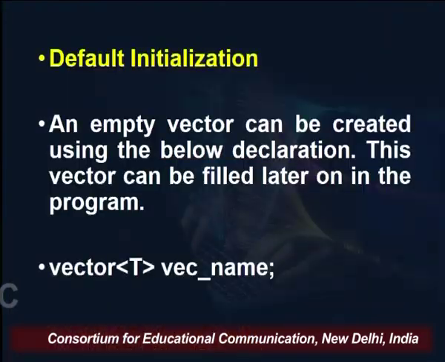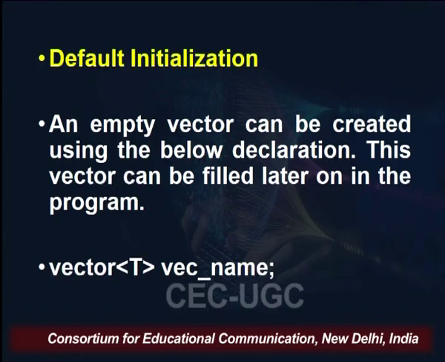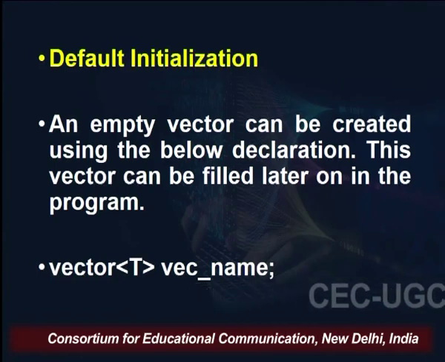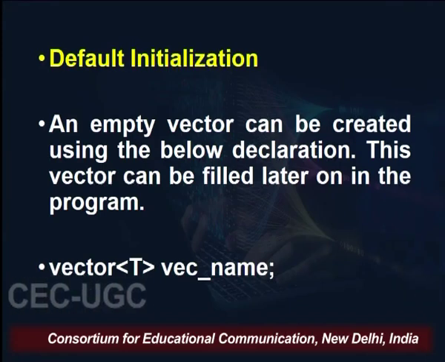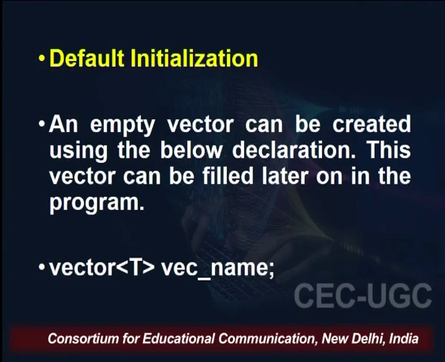Now, in case of default initialization and default creation, how are we going to do that? When we talk about default initialization, that means an empty vector is going to be created, and then that vector can be filled later on in the program. So, here it is going to be vector, then within the brackets I have written T. Why have I written T? This is because of a template, and then the name of the vector v1.